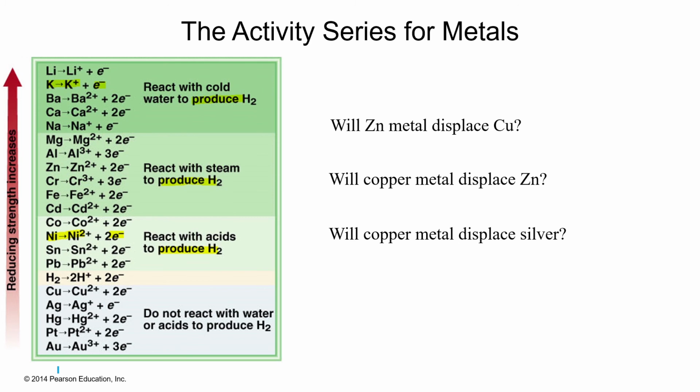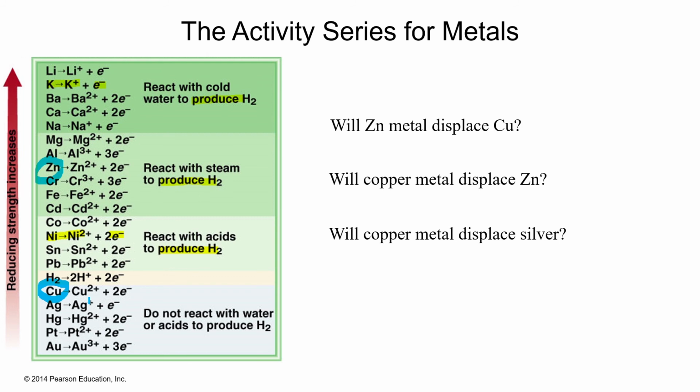Let's look where zinc is on this chart. So zinc is over here. And where is copper? Copper is over here. So when we say, will zinc metal displace copper, that means if I put zinc metal in a solution that has copper ions, and let's say specifically copper 2 ions, will there be a reaction? Does zinc have a stronger tendency to give electrons away and therefore cause copper 2 ions to become reduced?